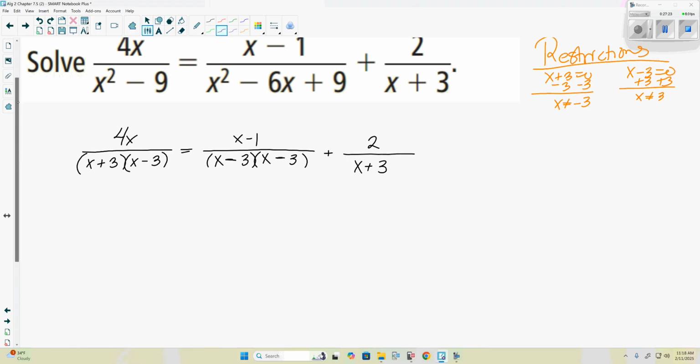Questions on this so far? Questions on anything we've done so far? Now at this point here, we need to reduce the denominators. So we can multiply 3 by x plus 3 and x minus 3.